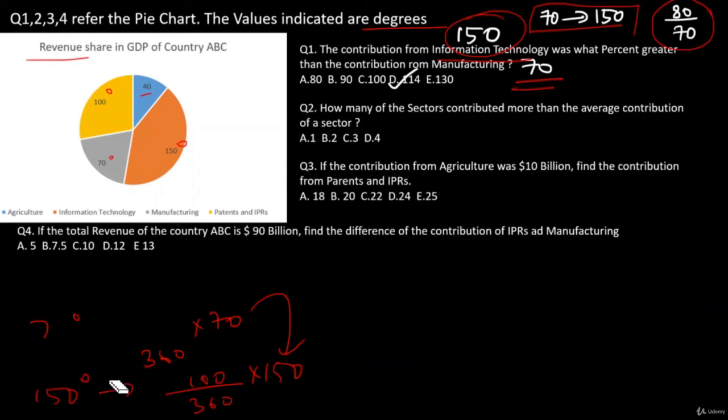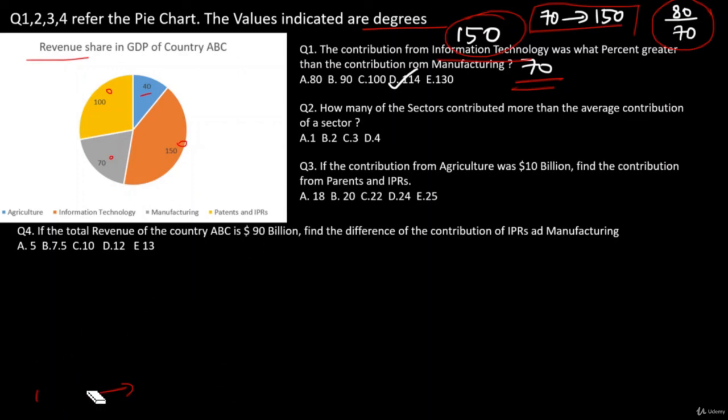The second question reads: how many of the sectors contributed more than the average contribution of a sector? Again, you could do this by converting it into percentages, but you don't need to do that. You can keep it in degrees as it is. Remember, the whole thing is 360 degrees and you have 4 sectors, 1, 2, 3, 4. The average is the total by the number of items, so 360 by 4 is 90 degrees.